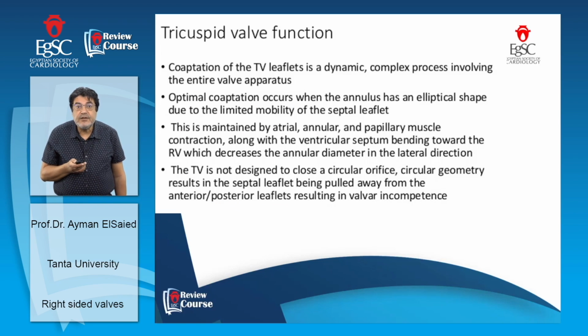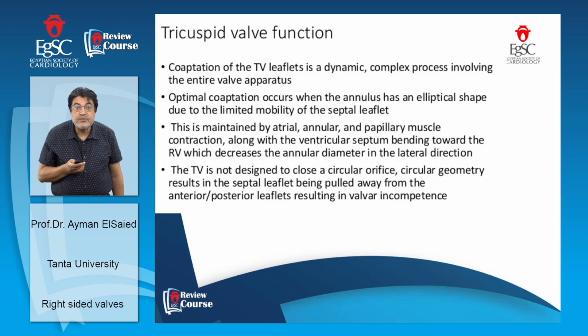The tricuspid valve function is very important and it is completely different from the mitral valve. Coaptation of the tricuspid valve leaflets is a dynamic, complex process involving the entire valve apparatus. Optimal coaptation occurs when the annulus has an elliptical shape due to limited mobility of the septal leaflet, which is very short. This is maintained by atrial, annular, and papillary muscle contractions.